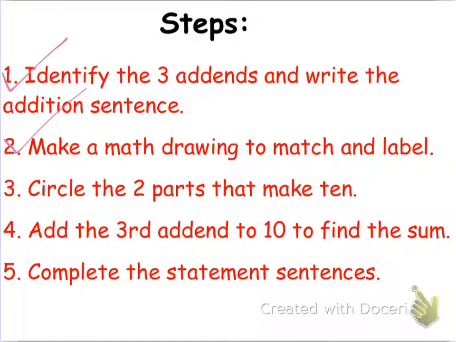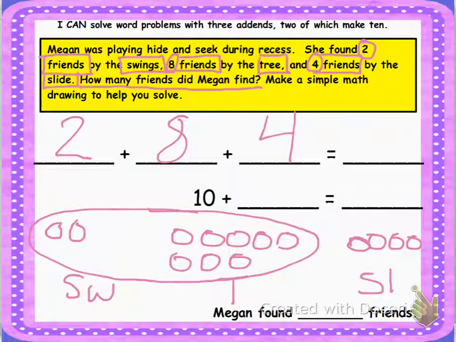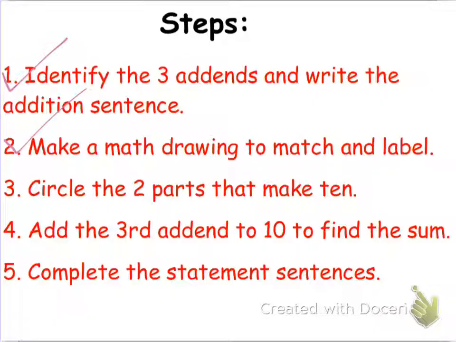Now step number 3. Circle the 2 parts that make 10. So let's see. What 2 parts make 10? Well, we know that in our math song that we sing, it says 2 and 8, 8 and 2, making 10 for me and you. So we know that 2 and 8 are partners, are 10 buddies, so we can circle 2 and 8. And we know that that makes 10. Let's also circle the 2 and 8 in our number sentence as well. Okay, so let's check off number 3.